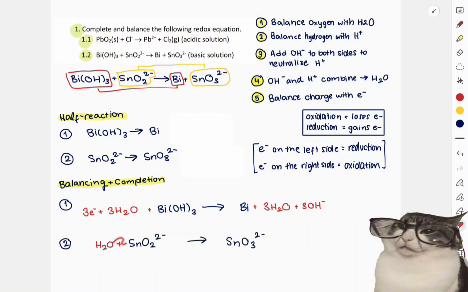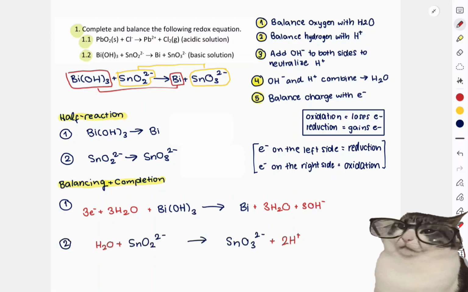The next step is to balance the hydrogen atoms. So we have 2 on the left side and we have none on the other. So that means we need to add 2 hydrogen atoms onto the right side of the equation.